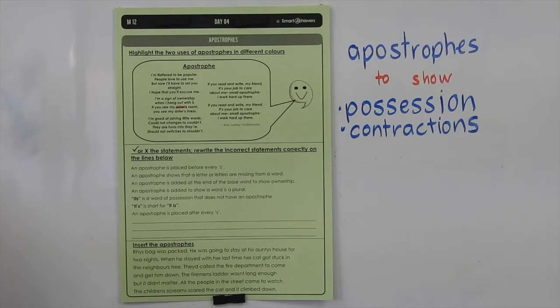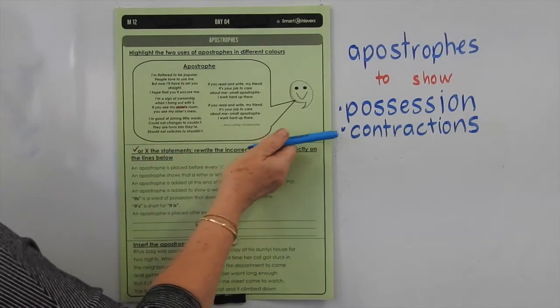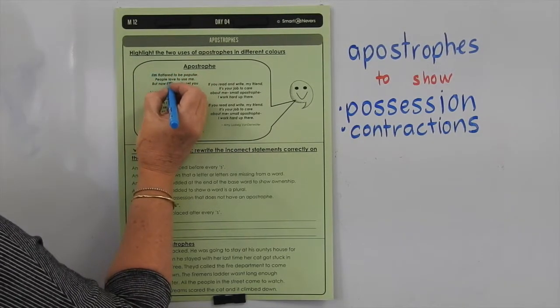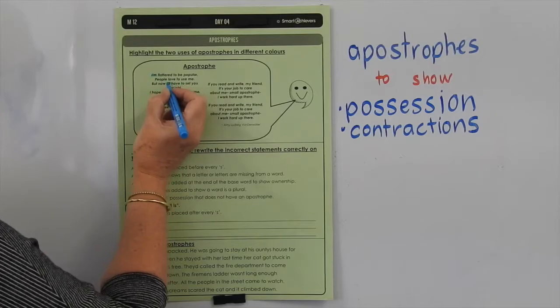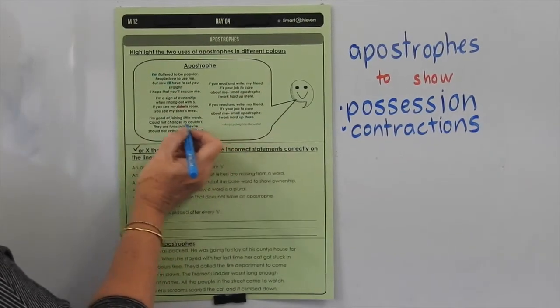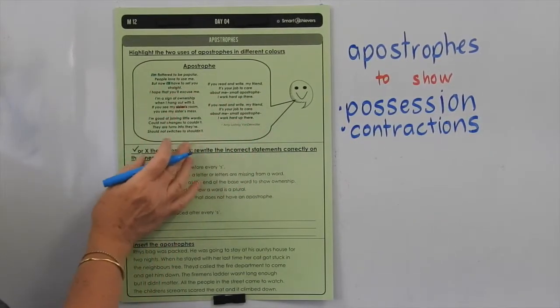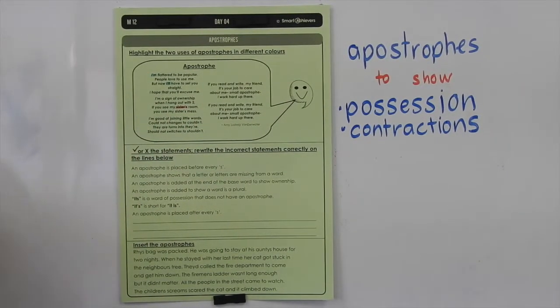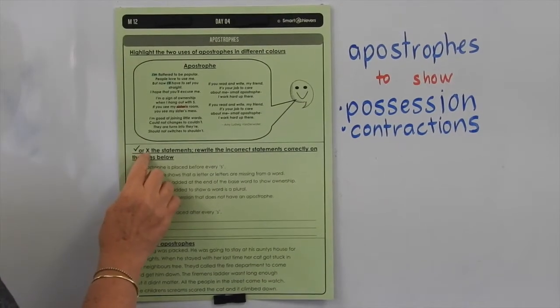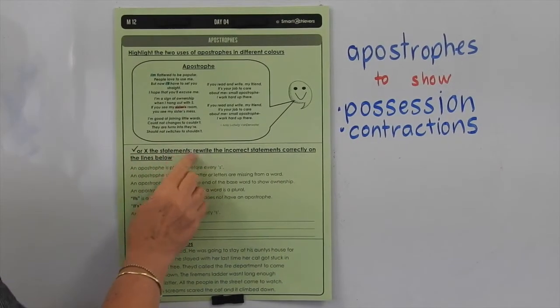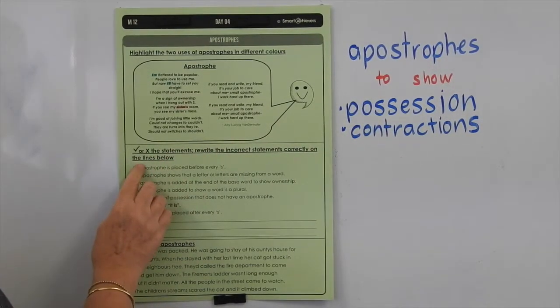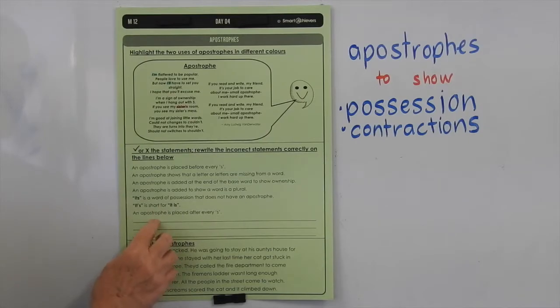I'm going to use a blue to show the contraction. So I'm or I'll in that first verse. You can see, you can go through and find the other contractions and highlight them. Doesn't matter what colour you use, just make sure you're consistent. Okay, down here it says a tick or a cross on the statement, so rewrite the incorrect statements correctly on the lines below. So any of these that you find wrong are the ones that you're going to rewrite so they make sense down here.